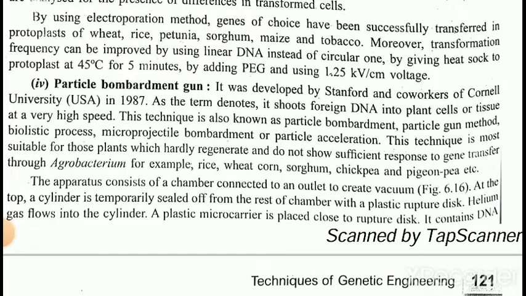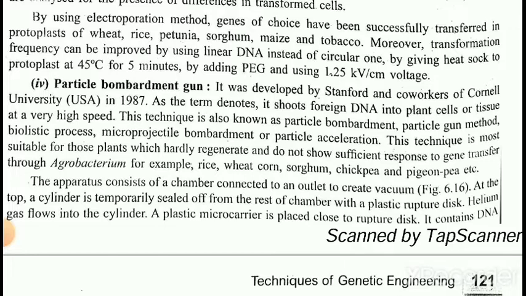By using the electroporation method, genes of choice have been successfully transferred in protoplasts of wheat, rice, petunia, sorghum, maize and tobacco. Moreover, transformation frequency can be improved by using linear DNA instead of circular one, by giving heat shock to protoplast at 45°C for 5 minutes, by adding PEG and using 1.25 kV per centimeter voltage.